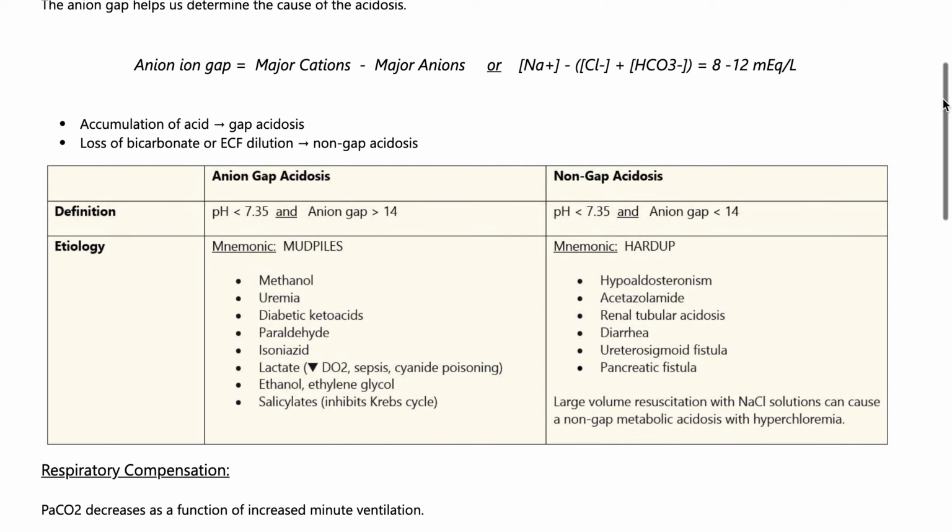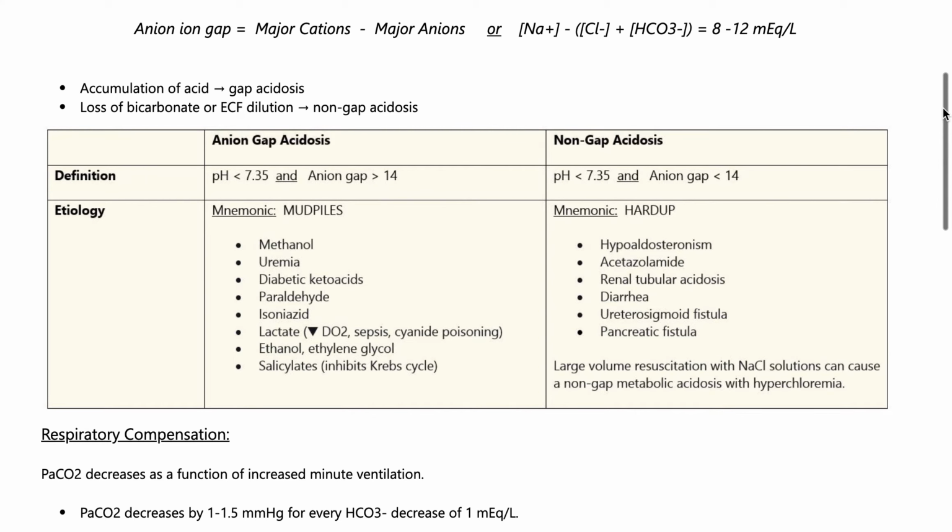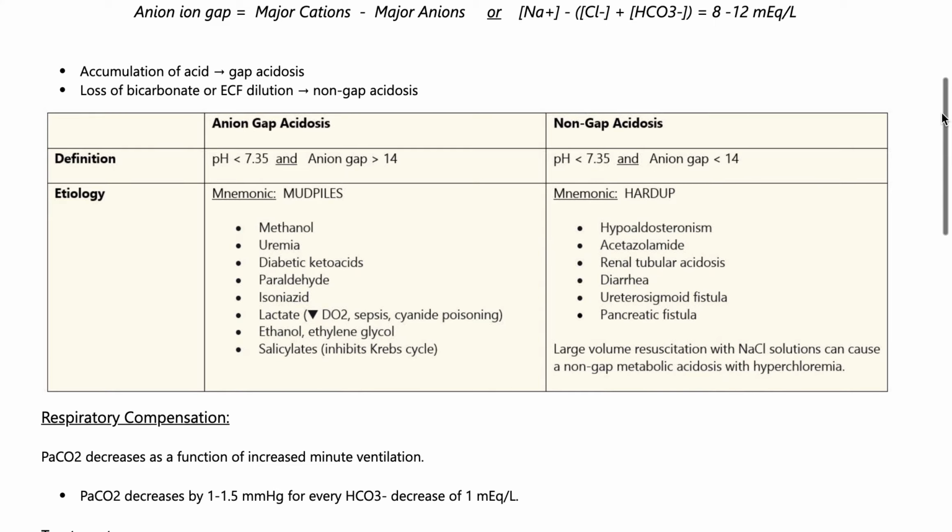Normal is 8 to 12. An accumulation of acid results in a gap acidosis, so an anion gap acidosis. The loss of bicarb or extracellular fluid dilution results in a non-gap acidosis. So those are the two types of metabolic acidosis. Regarding an anion gap acidosis, it's a pH less than 7.35 and an anion gap greater than 14. For a non-gap acidosis, you have a pH less than 7.35 and your anion gap is less than 14.